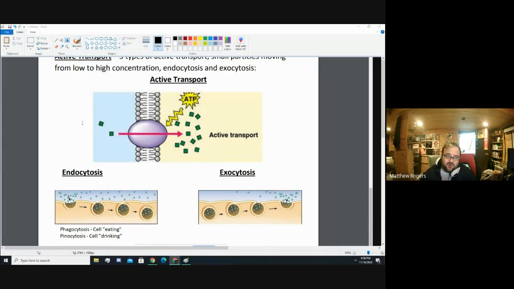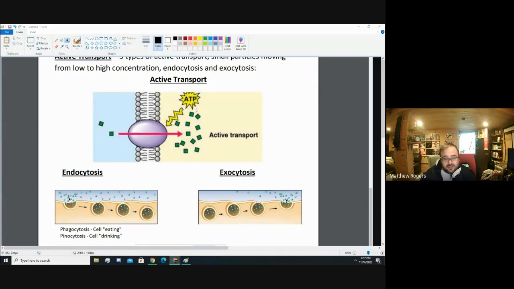So active transport is the opposite of what we just did with passive transport. Passive transport did not use energy and moved particles high to low. Active transport is going to defy this basic principle of the universe, and it's going to move particles low to high. And to move particles low to high requires energy, and this energy spent is going to be ATP.